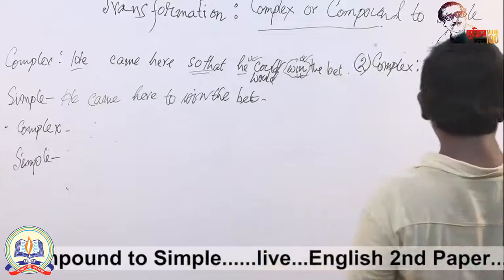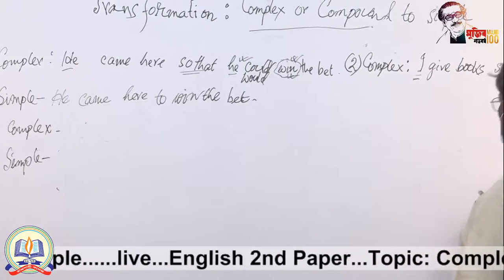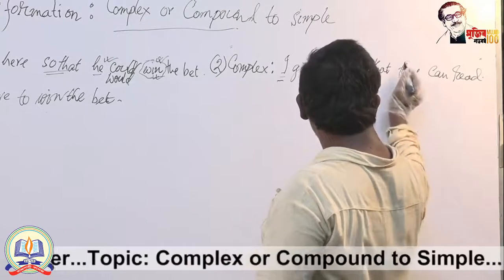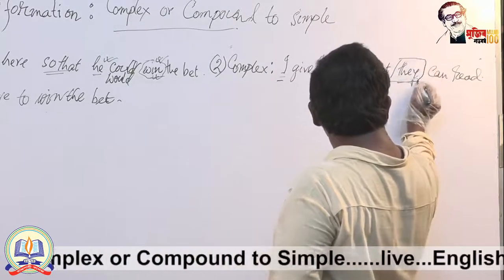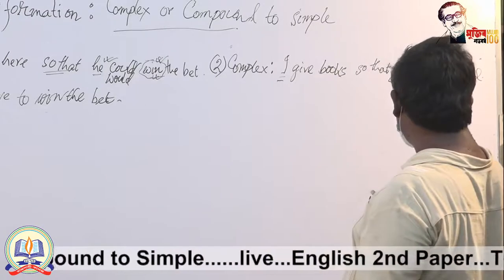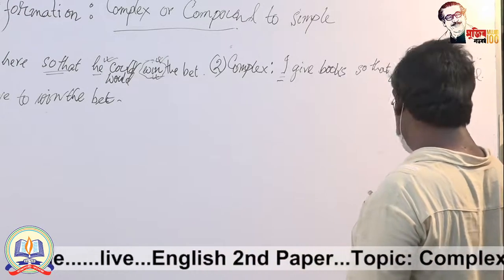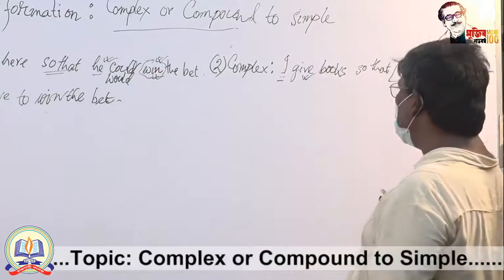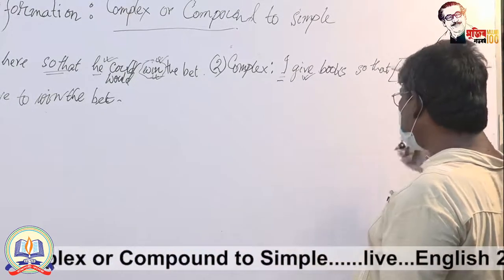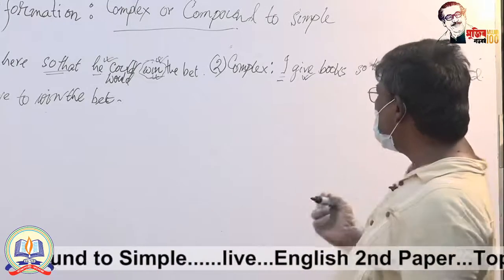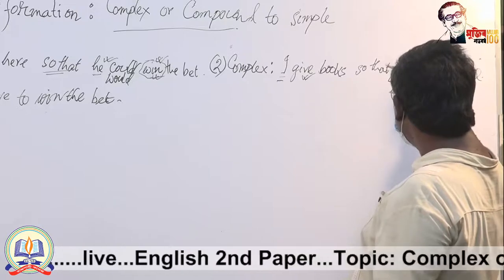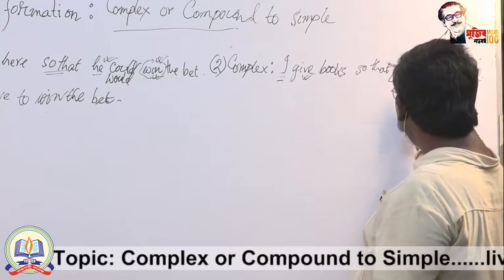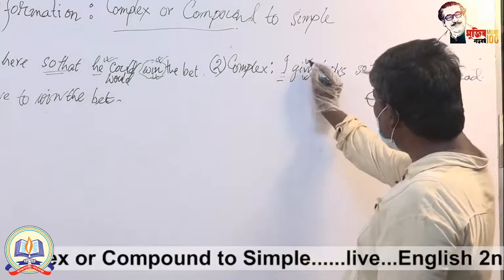But when you get different subjects for different clauses with the complex sentence in the same structure, you need to make the subject of the subordinate clause an object of the finite verb of the main clause. That is, to make this complex sentence simple, you need to change the subject of the subordinate clause, they, and make it the object of the finite verb of the main clause.